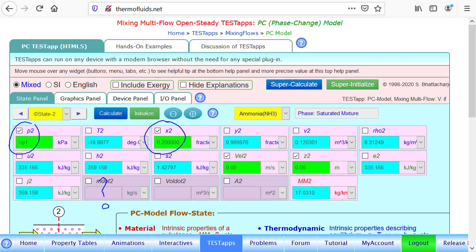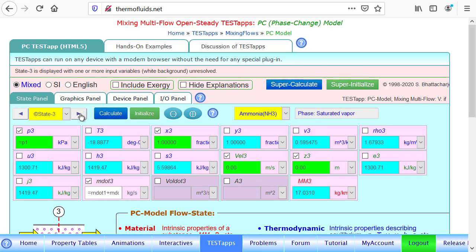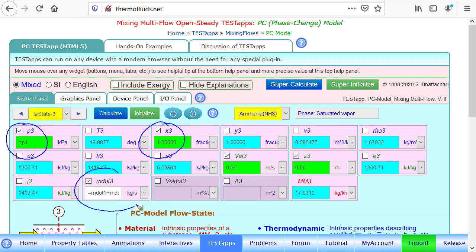With that, when we go to state 3, we notice that we know a few properties here. Pressure is again known, it is saturated vapor, quality is known, so we can find the entire state, except the mass flow rate is still unknown. And so we enter it as m dot 1 plus m dot 2, as you can see here. And the white background represents that it cannot be calculated. Something is wrong with this expression. Obviously, we don't know m dot 2, so therefore m dot 3 could not be evaluated. So we go to the device panel.